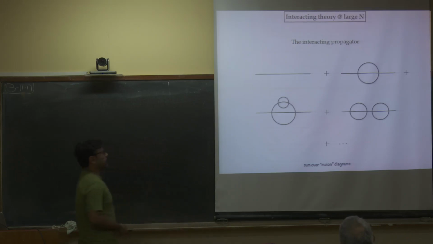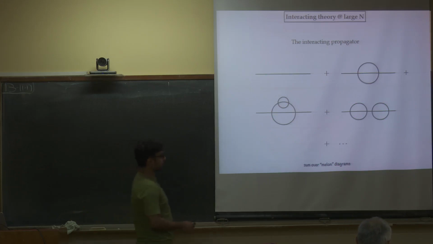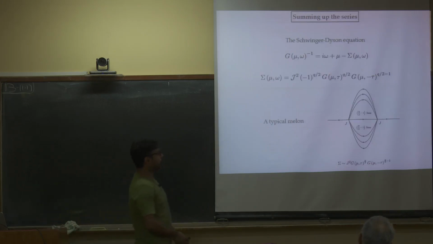One simple way to recast that this theory is exactly solvable is this: once you turn on the interaction but still remain at large N, the interacting propagator you can recast as a sum of these type of diagrams, which are usually called melon diagrams. And this sum, as you can already see, looks like a series that you can actually solve, or sum up rather. If you do that, then at the end of the day you end up with a Schwinger-Dyson equation.